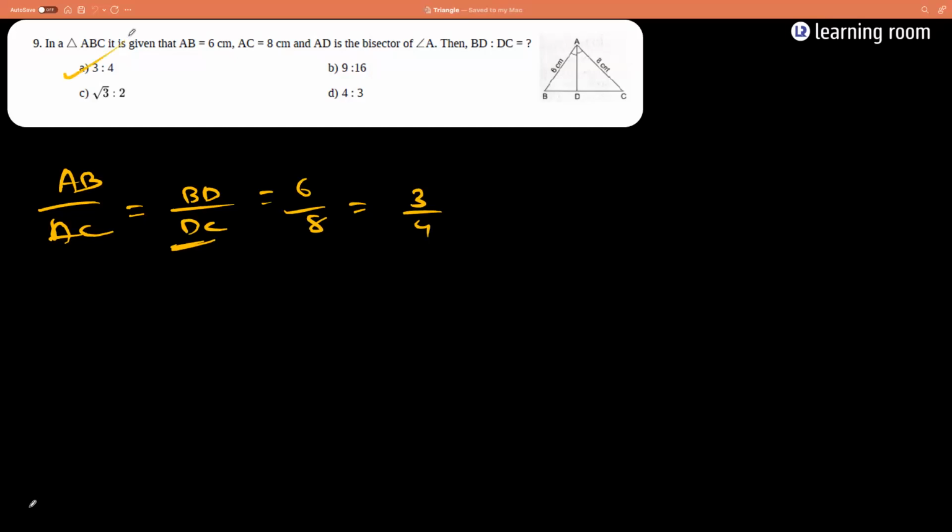Next one. In the triangle ABC, it is given that AB is 6 centimeter, AC is 8 centimeter, AD is the bisector of angle A, then BD is to DC. Just now we applied that theorem, no? AB by AC is equal to BD by DC. 6 is to 8, that is 3:4. That is the answer. So what theorem is this? It's the angle bisector theorem, right? Shall I proceed? Yes, sir.